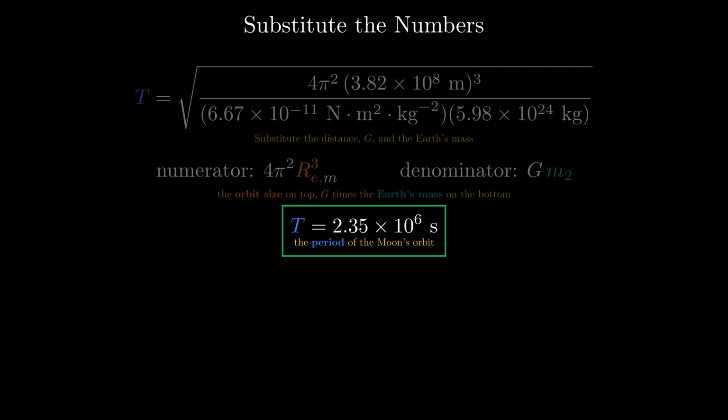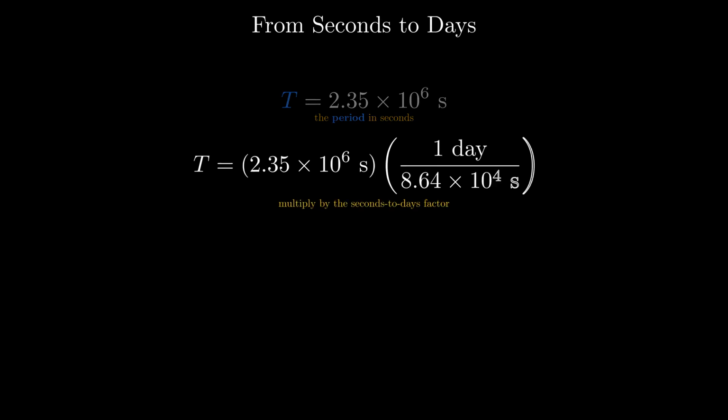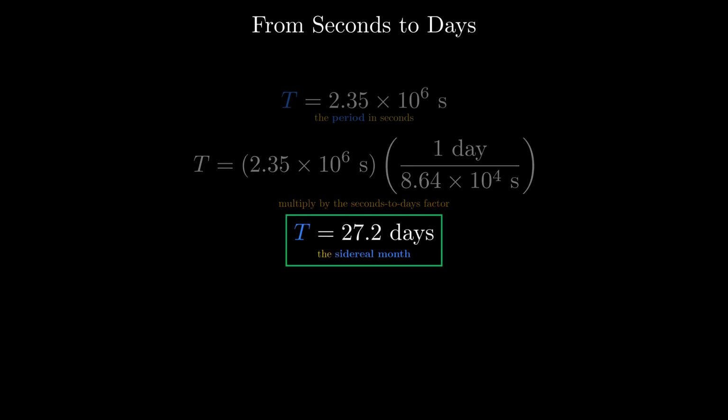to the 6 seconds. 2.35 million seconds is hard to picture, so let's convert to days. 1 day equals 8.64 times 10 to the 4 seconds. Dividing the period by that, the Moon's orbit takes 27.2 days.